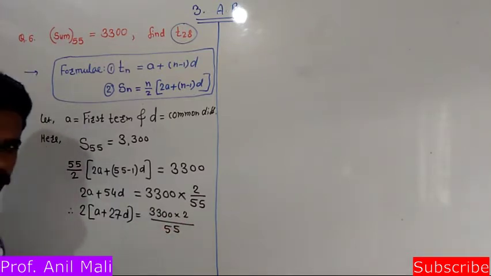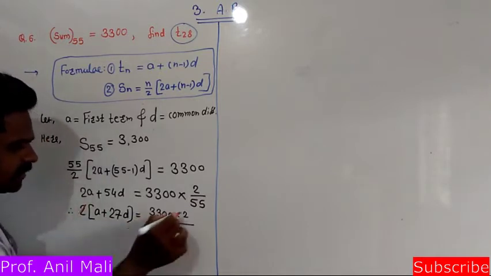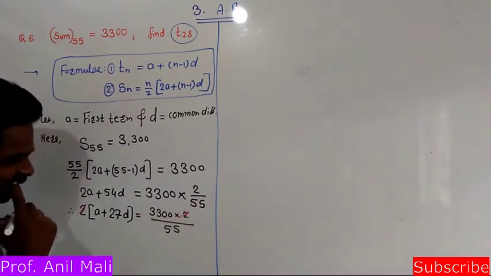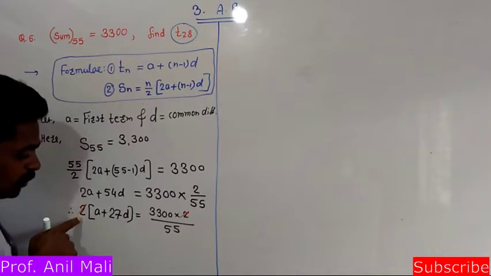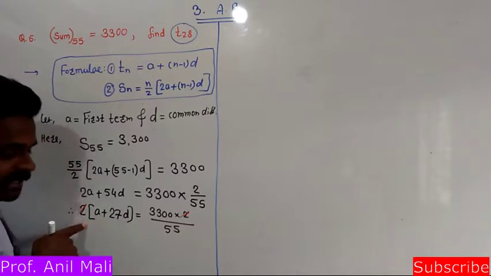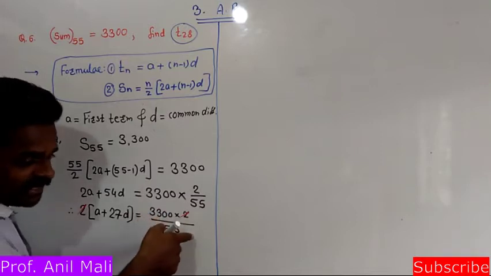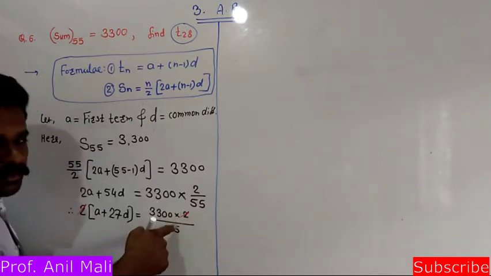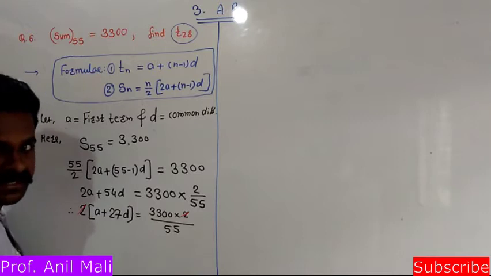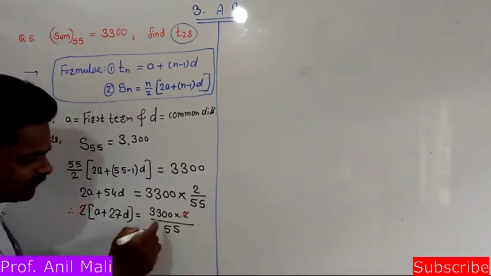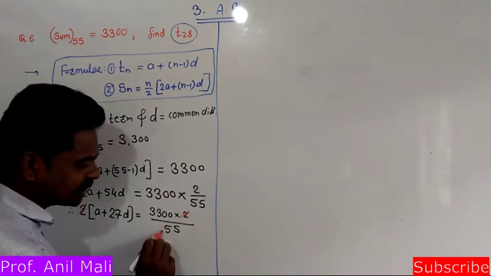Now here you can do simple steps. This 2 and 2 get cancelled, because when this 2, which is in multiplication on the LHS, goes to the RHS it becomes division, and when it is in division it will be in the denominator. The numerator term and denominator term get cancelled to each other. Now this 55, we will do simple division.